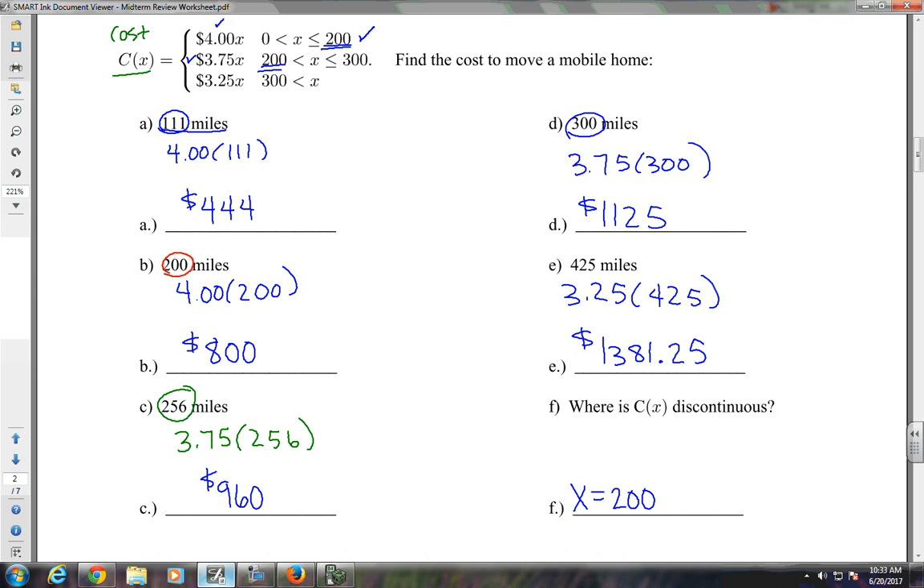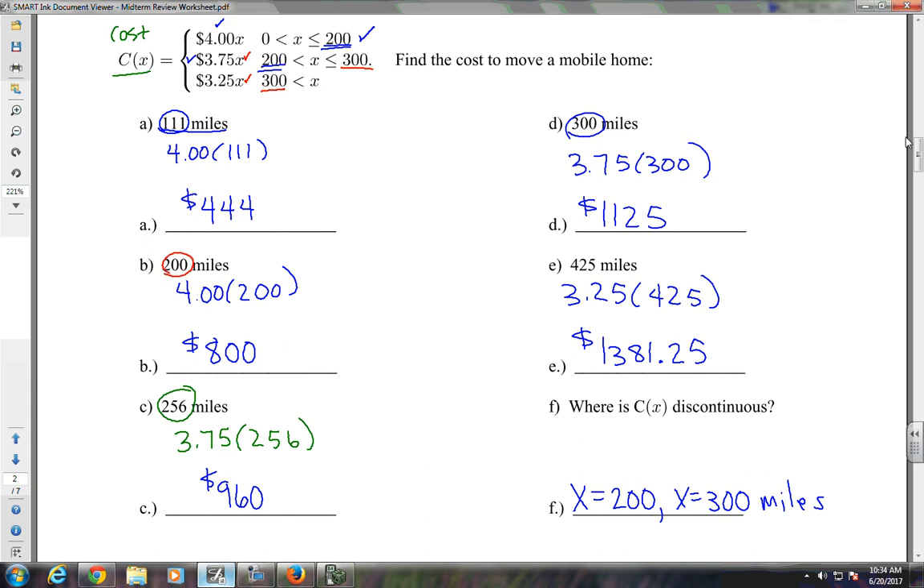Similarly, at 300, we have a break in the function. If I plug 300 into both lines, I do not get the same value. Again, we have a break in the function. So this c of x function is discontinuous at 200 and 300 miles.